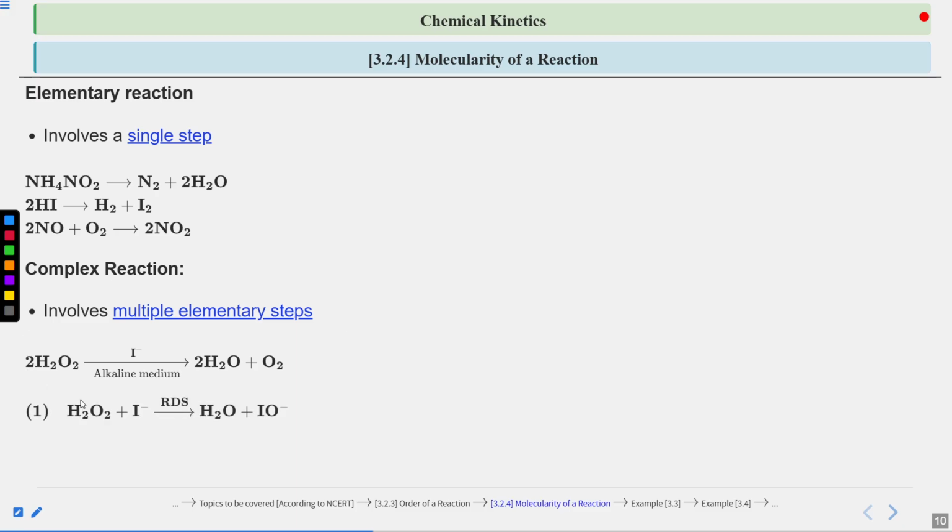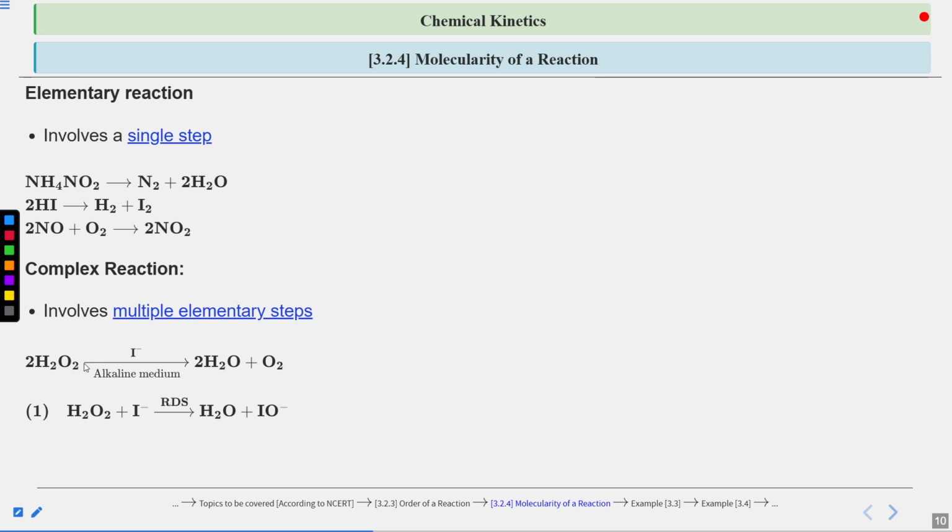So they are happening in multiple elementary steps. So what is the first step? Firstly, the H2O2 reacts with the I negative ion in the RDS, and the formation of H2O and IO negative is happening, right? This is the first step, the combination of this I negative with the reactant, which is H2O2, and it is giving us an H2O molecule and IO negative.